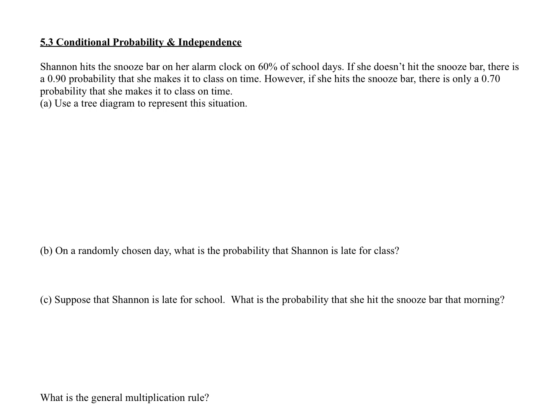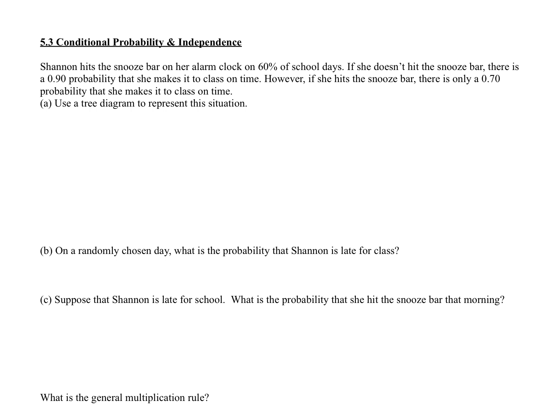Shannon hits the snooze bar on her alarm clock on 60% of school days. If she doesn't hit the snooze bar, there is a 0.9 probability that she makes it to class on time. However, if she hits the snooze bar, there is only a 0.7 probability that she makes it to class on time. Part A, what we're doing is using a tree diagram.